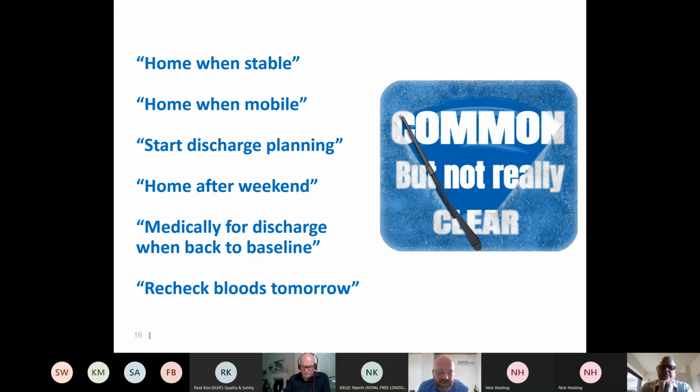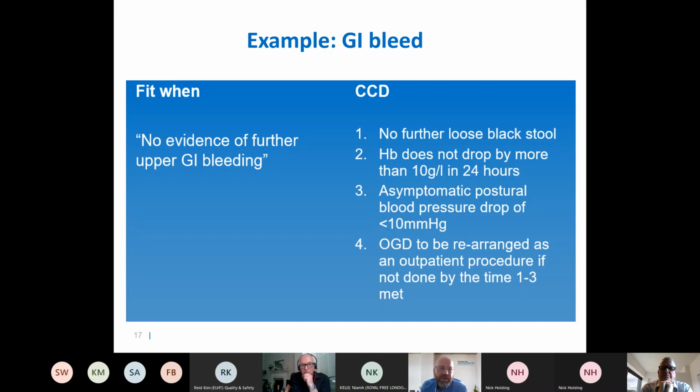And sometimes phrases like recheck bloods tomorrow. If they're okay today, there really needs to be a clinical rationale for rechecking bloods a further day and keeping the patient for a further day if everything is okay today. But these are things that we often find. I just wanted to run through a couple of examples of what a good clinical criteria for discharge might look like, and to give some examples of how language is important.